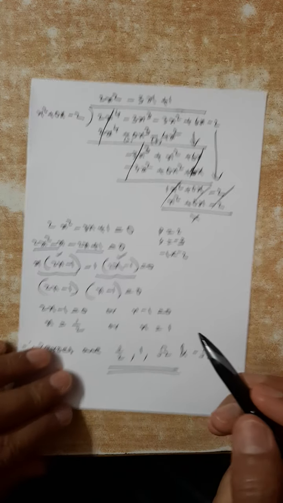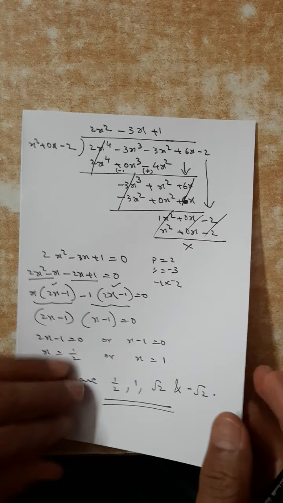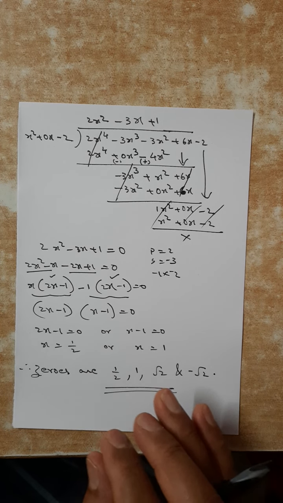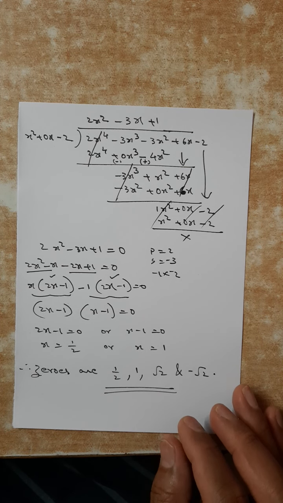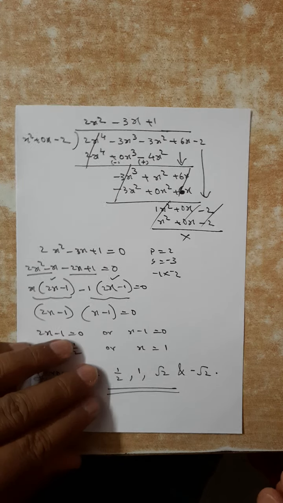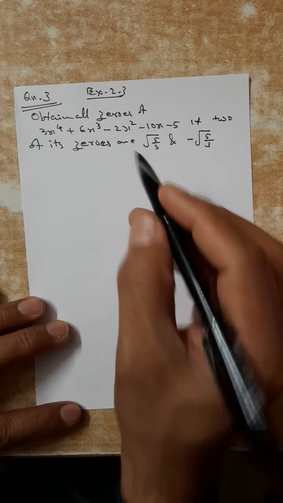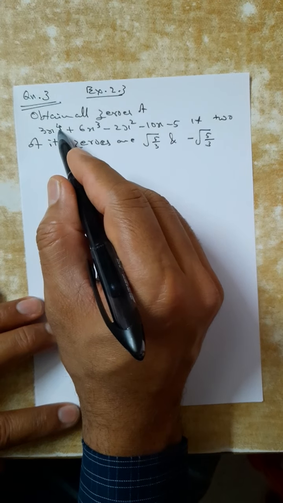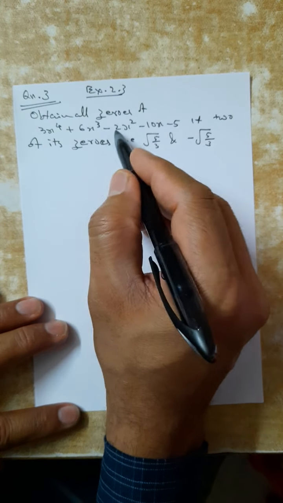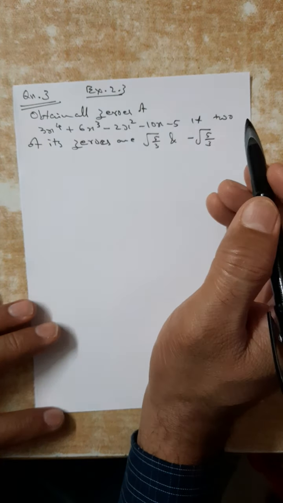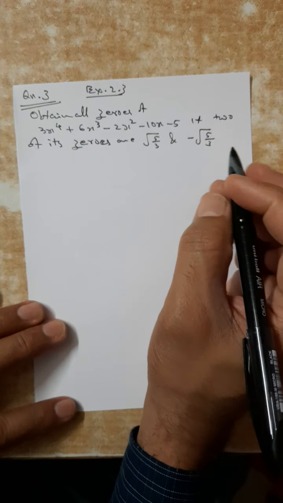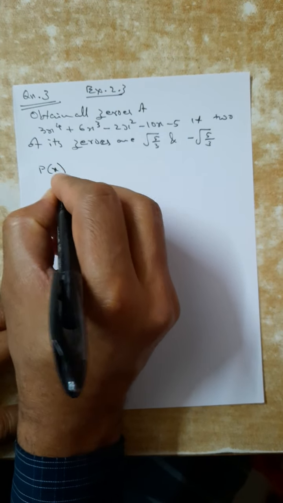Now we will go to the next question. Next question means we will take from the insert book, that is question number 3 from the last exercise. So the question is written for you. Obtain all zeros of 3x to the power 4 plus 6x cube minus 2x square minus 10x minus 5 if 2 zeros are given like this. So first we will give the name p of x.